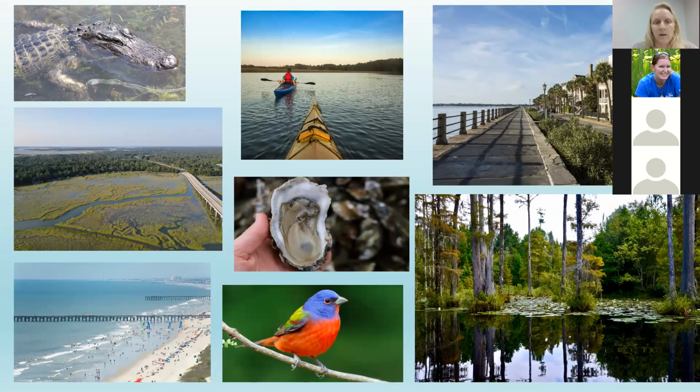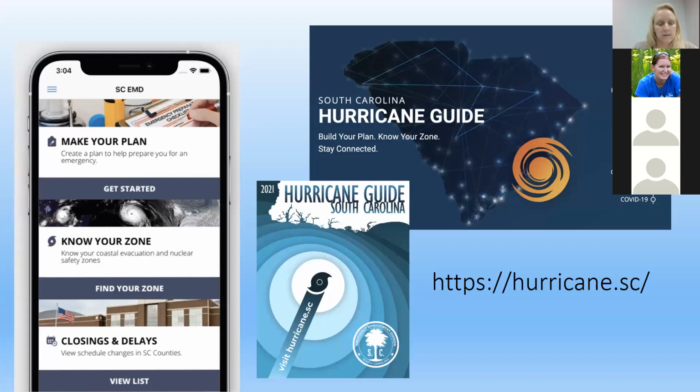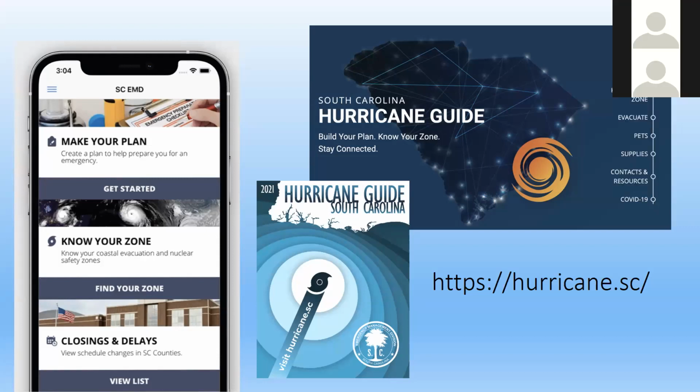So I do just want to end with a couple of recommendations. South Carolina Emergency Management Department has an app that you can download on your phone, and they created this hurricane guide for South Carolina last year in 2021. If you want to learn how to prepare for hurricanes, because we're in hurricane season now, it's very important to prepare early as opposed to when the skies are cloudy. So it's important to make sure you know your zone, that you're prepared to evacuate, you know where you're going, and you have a plan.